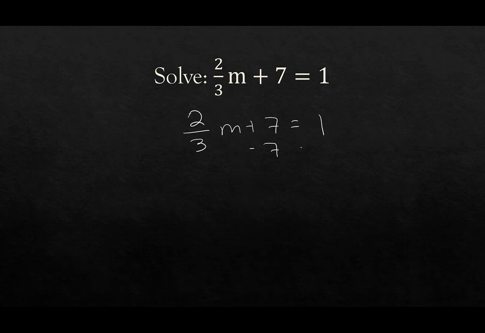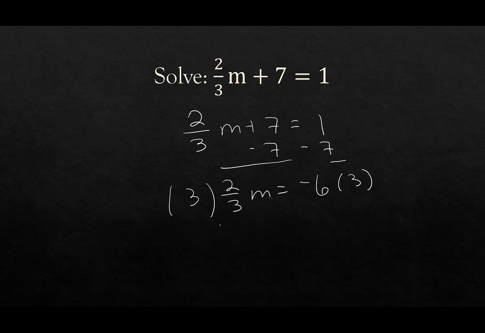So I'm just going to subtract 7 from both sides. So I have 2/3 of m is equal to 1 minus 7 is negative 6. I'm going to multiply both sides by 3. That's going to clear the fraction. So the 3 cancels. I have 2m is equal to negative 6 times 3 is negative 18.